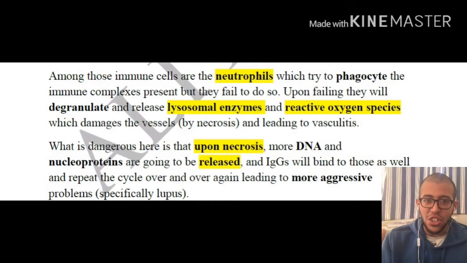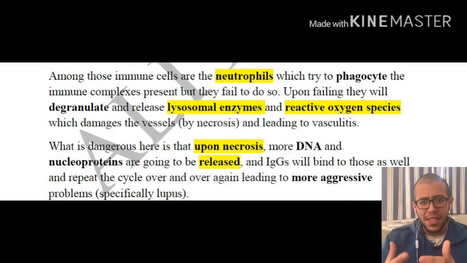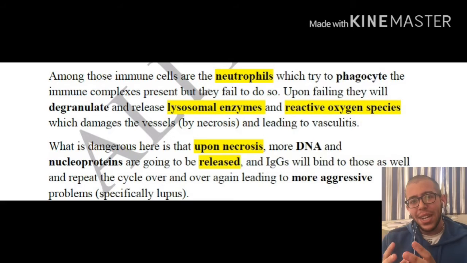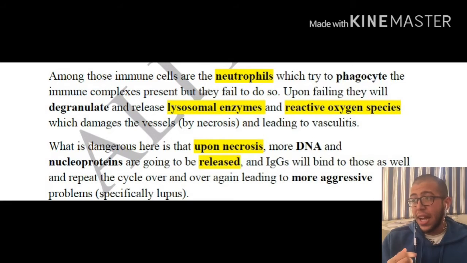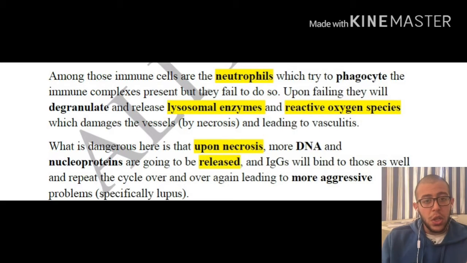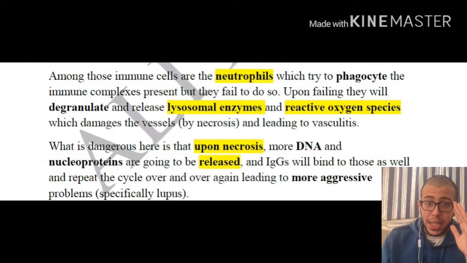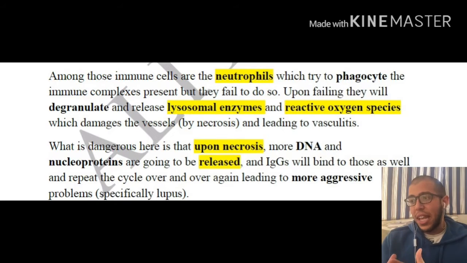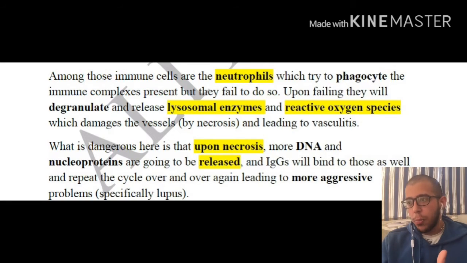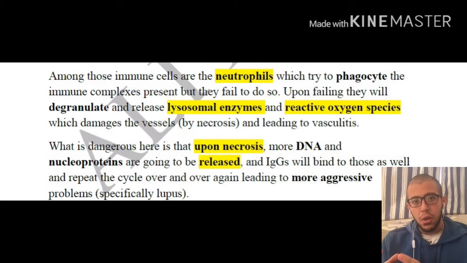Now, this is such a complicated but such a fun and interesting topic, by the way. So upon degranulating, these neutrophils are going to be releasing some reactive oxygen species and lysosomal enzymes. Now, as we all know, reactive oxygen species can be one of the most devastating things that can happen in our body, and this is going to be damaging our vessels by necrosis and leading to vasculitis. So what is dangerous here is that upon necrosis, the DNA and the nucleoproteins that are present within these cells are going to be released.